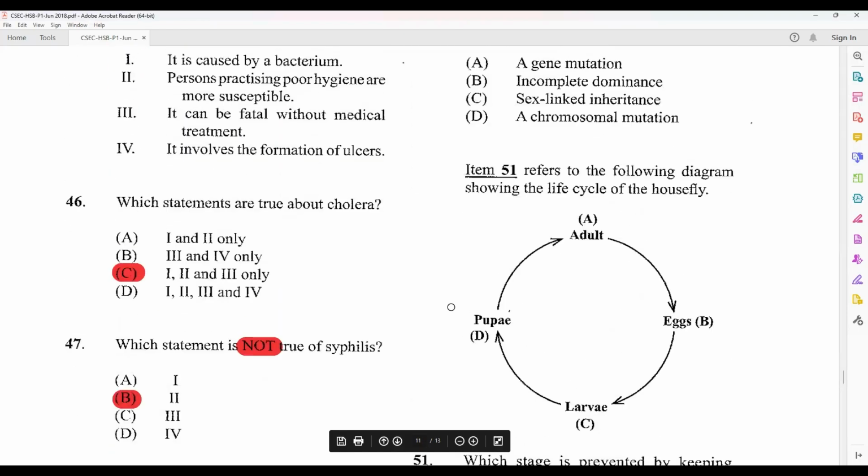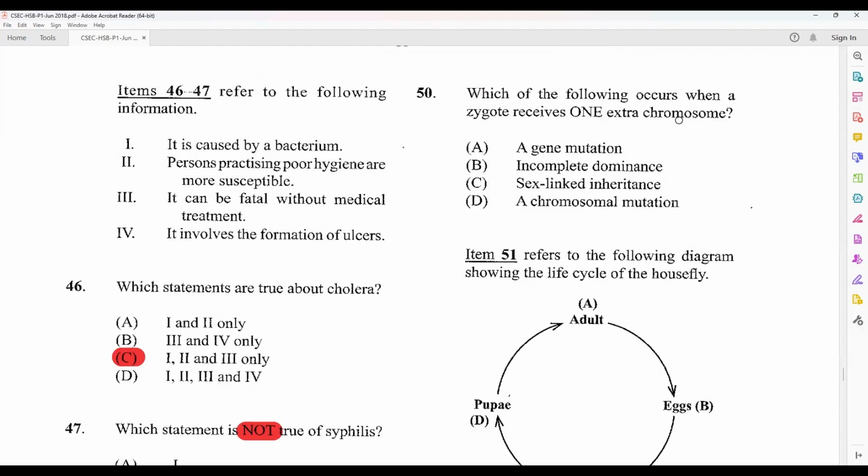50. Which of the following occurs when a zygote receives one extra chromosome? Look how big they write this word one. An example of such a thing is Down syndrome, and that is a chromosomal mutation.